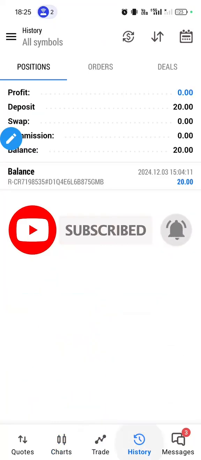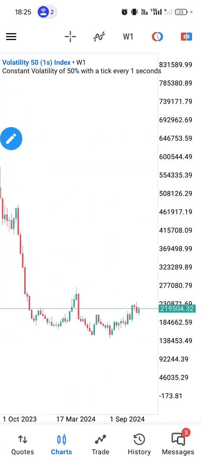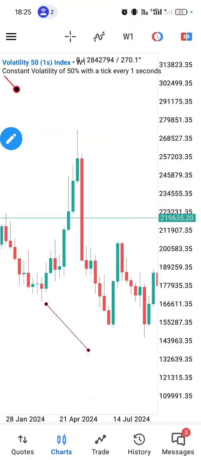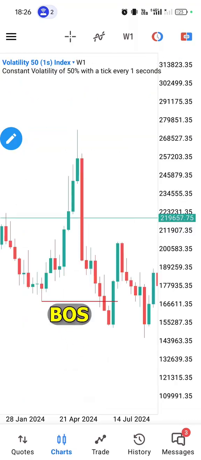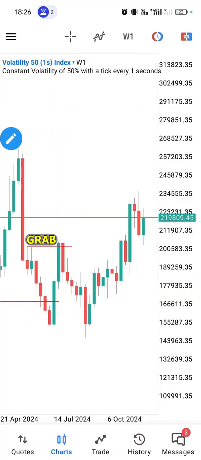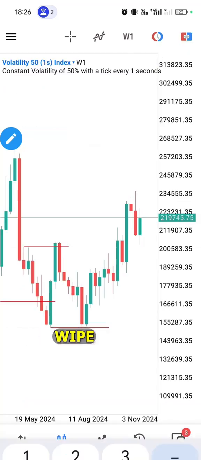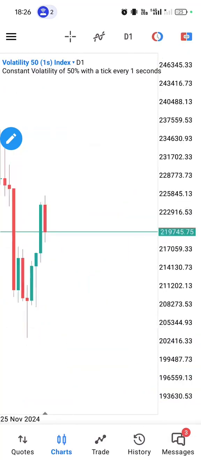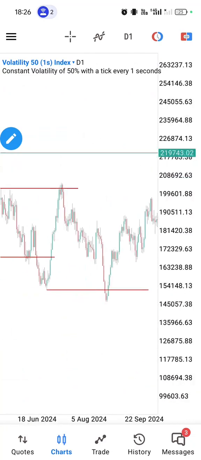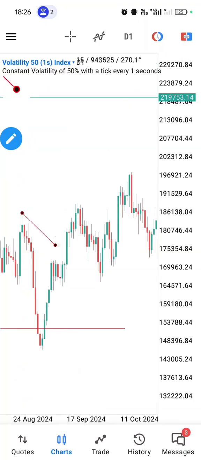Okay, so let me just quickly show you guys the balance. There's the 20 USD deposited, and then we move on to the charts. Now at the charts we can see there's a break of structure below the low, and then price quickly returned back up to give us that grab of liquidity above that high. Then it continued to drop down, but this time when it dropped down it gave us a wipe. So this wipe is also a liquidity grab. It took some liquidity below the low, and then that's when it gave us our first change of character.